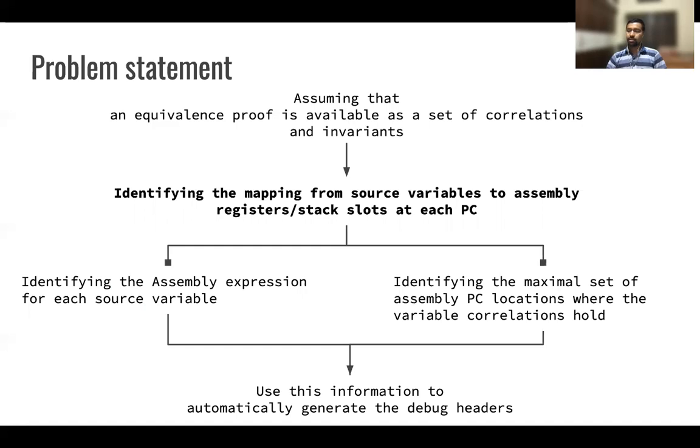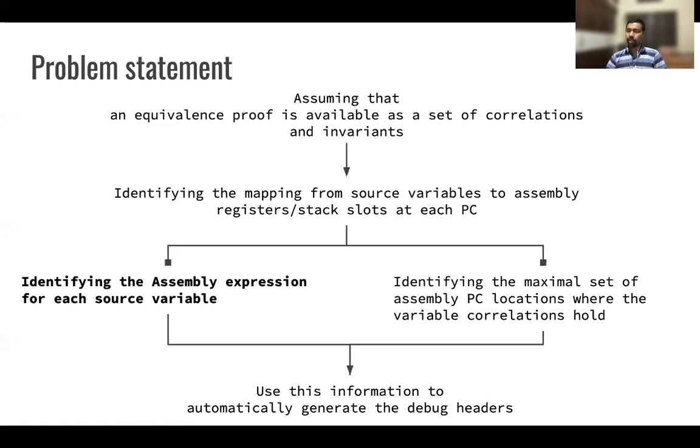We assume that an equivalence proof is already available as a bisimulation relation, that is a set of path correlations and invariants at the correlated PCs. We obtain the equivalence proof by passing the source C program and its corresponding optimized assembly program as input to the black box equivalence checker. After finding the mappings, our aim is to use this information to automatically generate the debug headers.